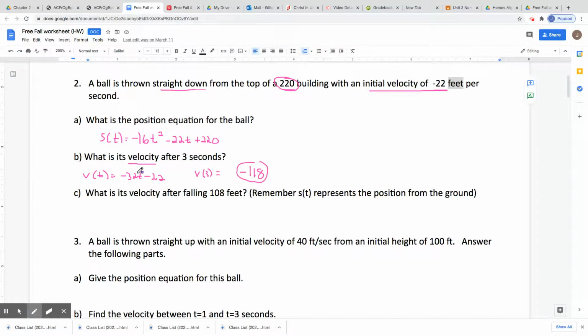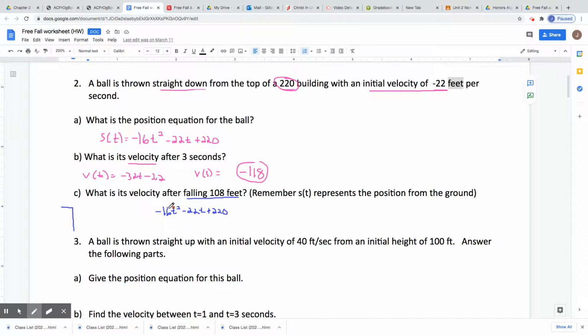All right. So this one's a little tricky, number 3. What is the velocity after falling 108 feet? When you do velocity, you need to know a time. So we need to know at what time it fell 108 feet. So let's think about this step. We're going to use the position equation: negative 16t squared minus 22t plus 220.